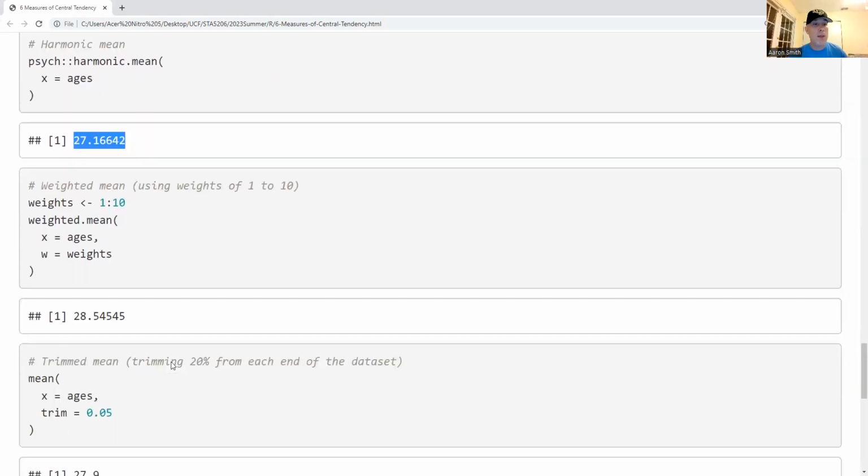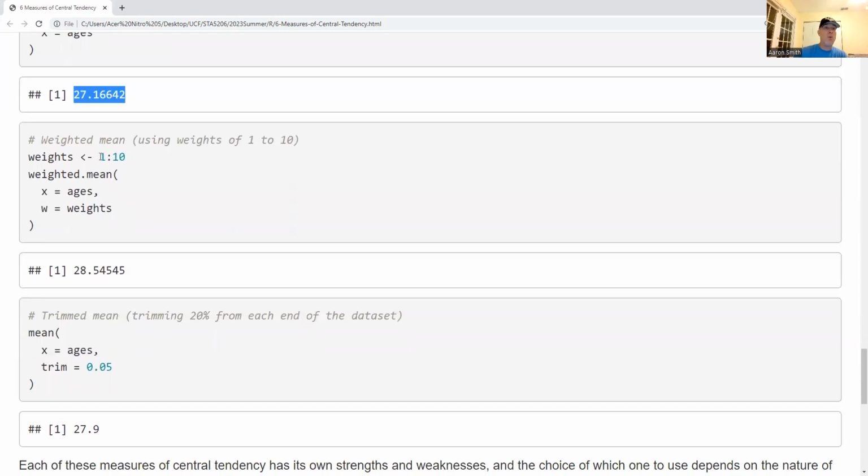And then a weighted mean, we have to specify the weights. All right, so when I do this, to make it easy, I said the weights are 1 to 10. So I'm saying that the last observation has 10 times as much importance as the first. I'm saying the second has twice as much importance as the first. The third has 3 times as much importance as the first.